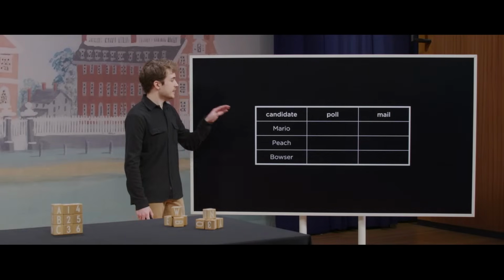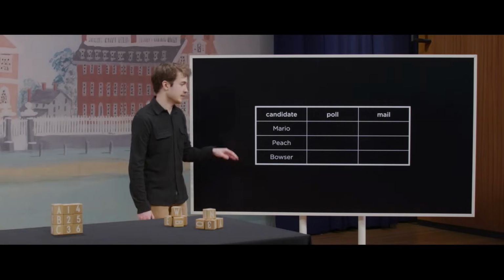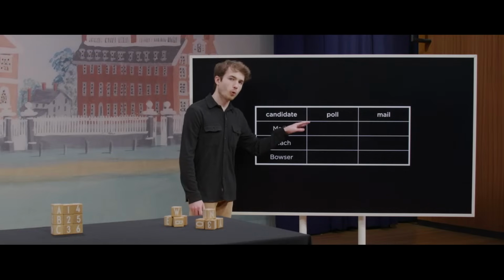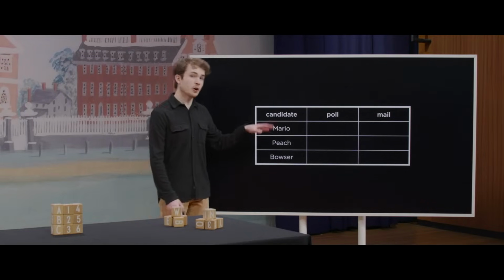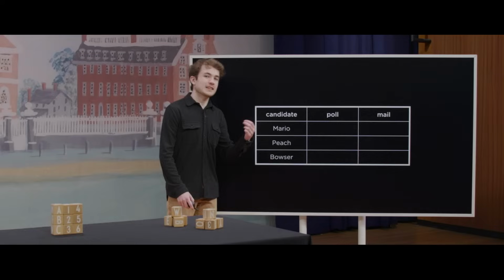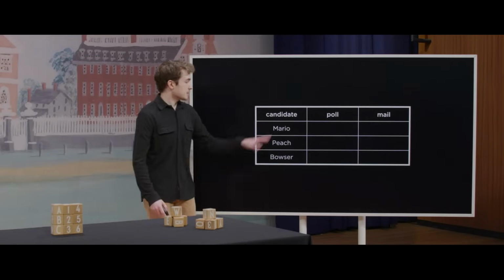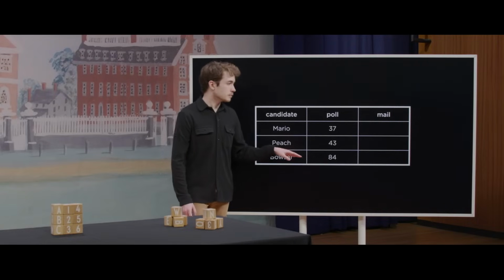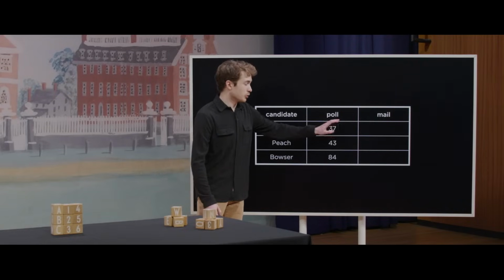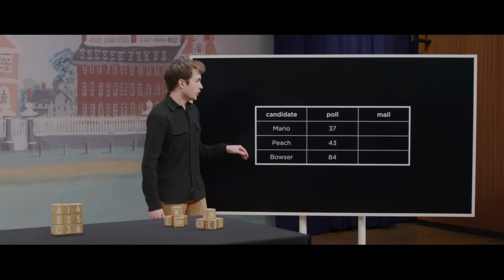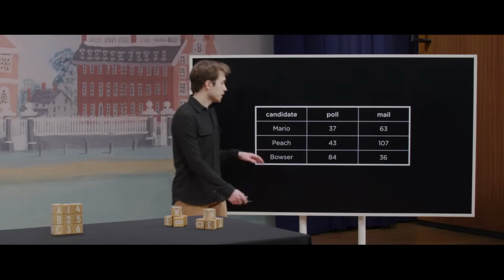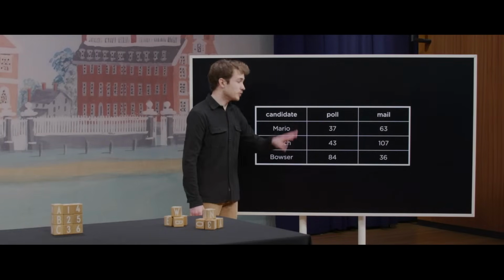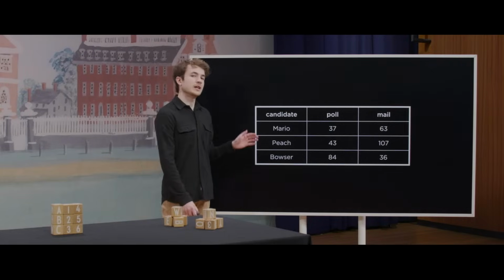So one is candidate, where I have the names of my candidates, in this case, Mario, Peach, and Bowser. Over here, I have this column called poll, representing the number of ballots or votes that Mario, Peach, and Bowser received at the actual physical polling location. So let's say Mario got 37 votes, Peach 43, and Bowser 84 now. Well, for the mail column, there's also going to be some numbers here as well. Let's say Mario got 63 mail-in votes, Peach got 107 mail-in votes, and Bowser 36. So this then is our table of rows and columns.